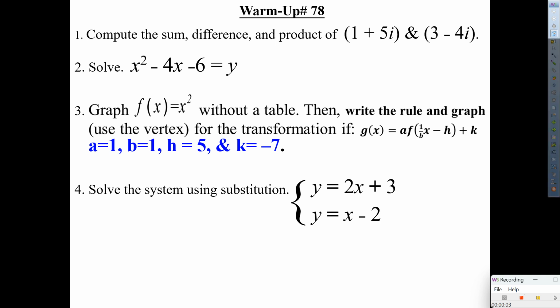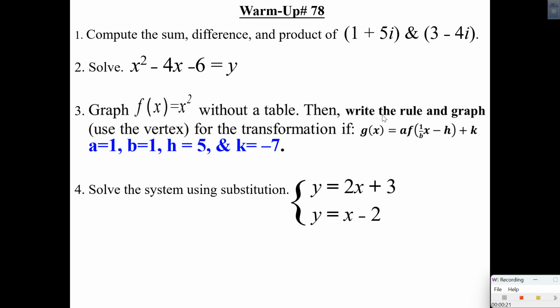Whoop, whoop. Warm-up 78 is on the screen. You shouldn't take long by now with those four. And today we're moving on. Let's see how we do. Okay? Yes, Mr. Q. All right, good.